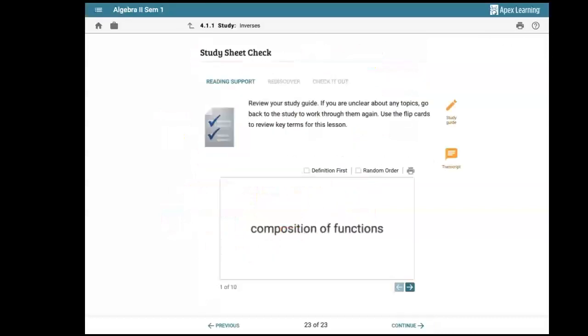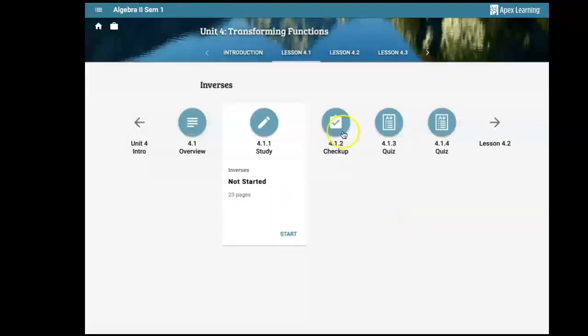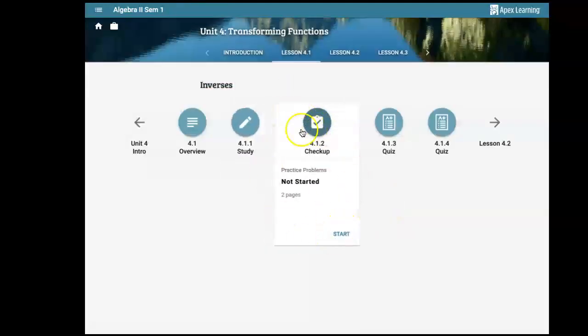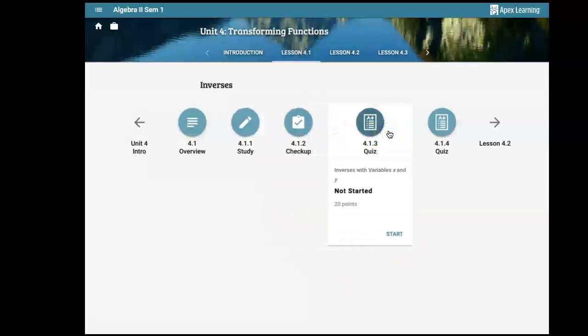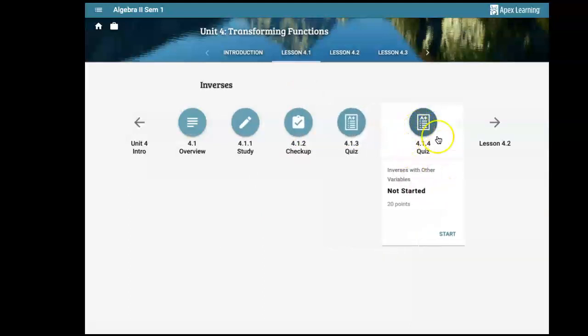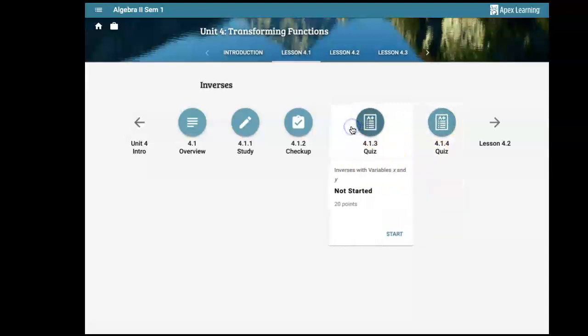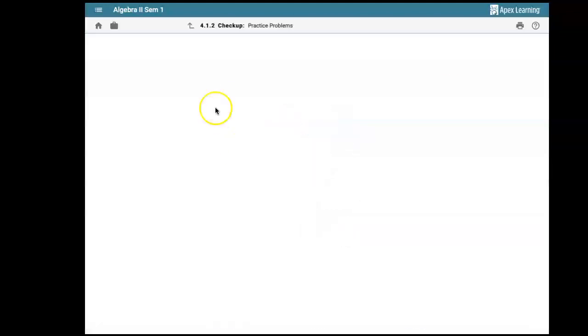All right. And what we're going to do here is we'll go through a couple more problems in the checkup, and then I will post the same instructions on Google Classroom, but you are only going to do the 4.1.3 quiz. You do not have to do this quiz. This quiz is extra credit if you want it, but you only have to do this first quiz here. All right, so we'll go through the checkup and do some worked problems together here right now.